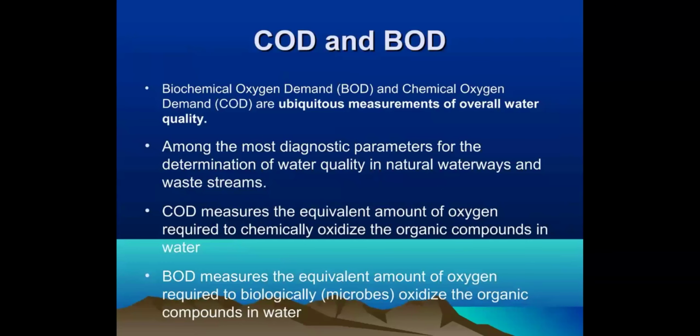Biochemical oxygen demand and chemical oxygen demand are ubiquitous measurements of overall water quality. Among the most diagnostic parameters for the determination of water quality in natural waterways and waste streams. COD measures the equivalent amount of oxygen required to chemically oxidize the organic compounds in water. BOD measures the equivalent amount of oxygen.